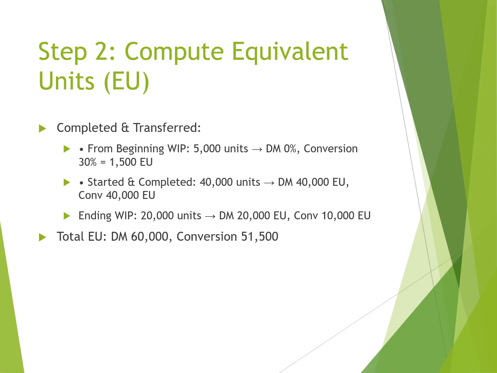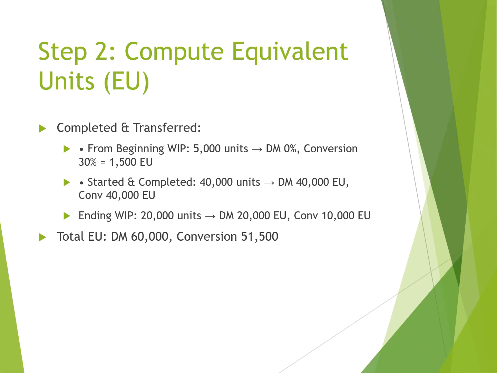First, beginning working process. These units already had all of their materials last month, so this month we only complete the remaining 30% of conversion. This gives us 1,500 conversion equivalent units.